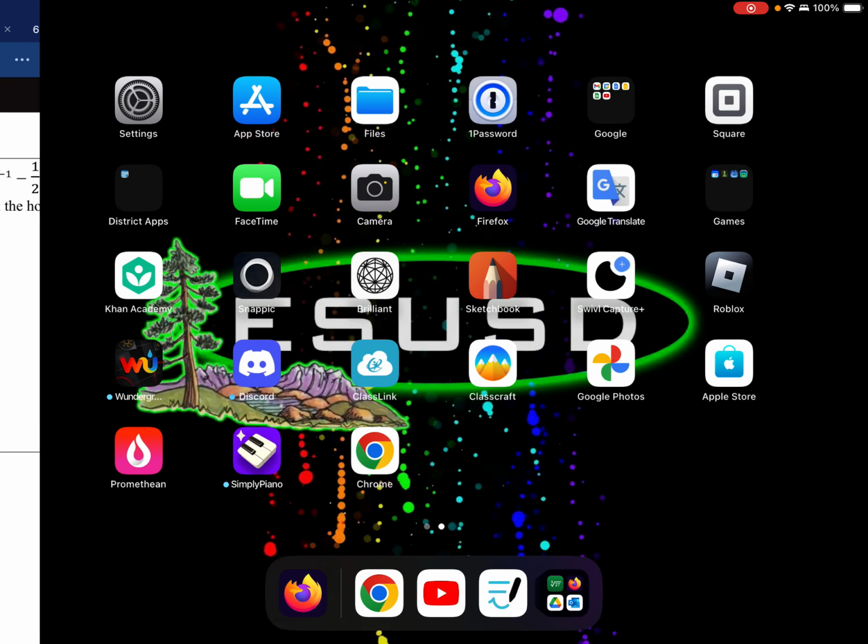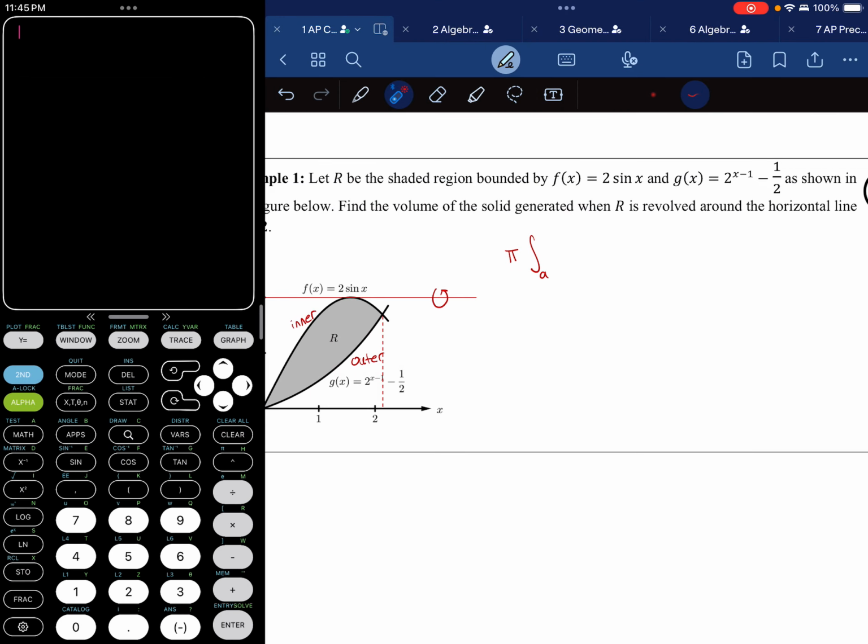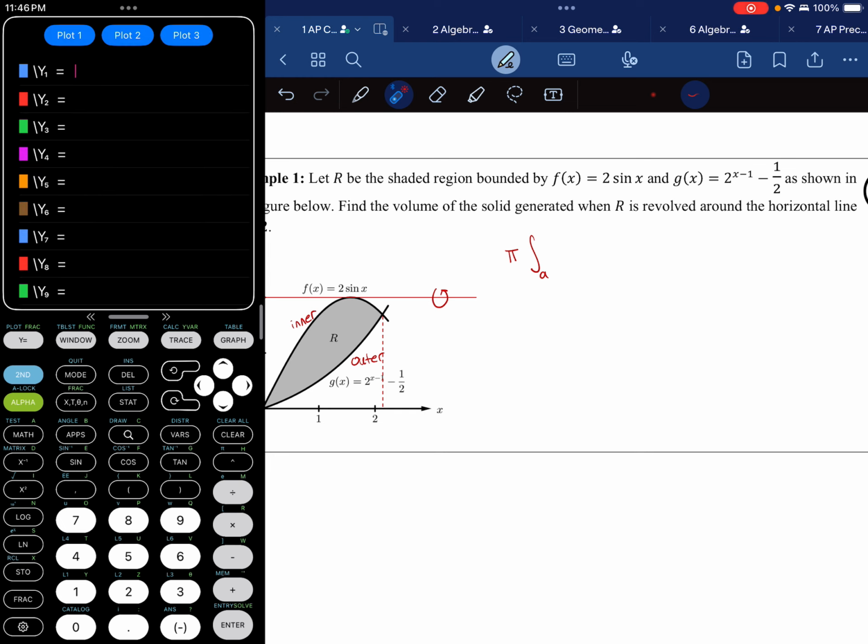So let's move you over. Calculator, we need you. Where is our calculator? There it is. Move you to the left since I'm right-handed. And here we go. So we're going to say y is equal to, we need 2 sine of x.